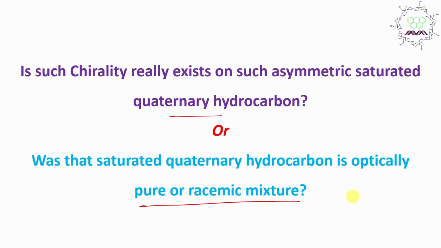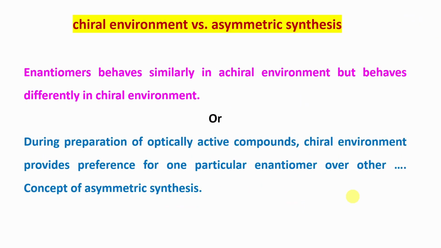Then the question: how can we utilize its application? Based on that we can detect it. For that purpose the concept of chiral environment versus asymmetric synthesis is very helpful. What does it mean? It means enantiomers behave similarly in an achiral environment, but they behave differently in a chiral environment. And this concept is utilized for asymmetric synthesis.